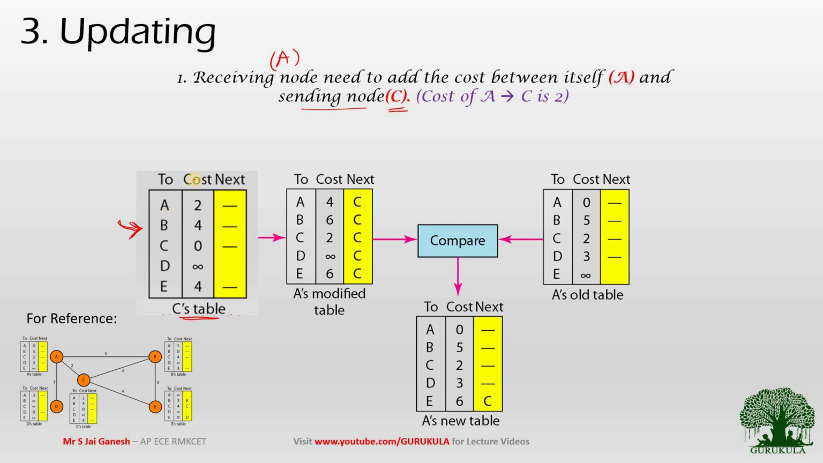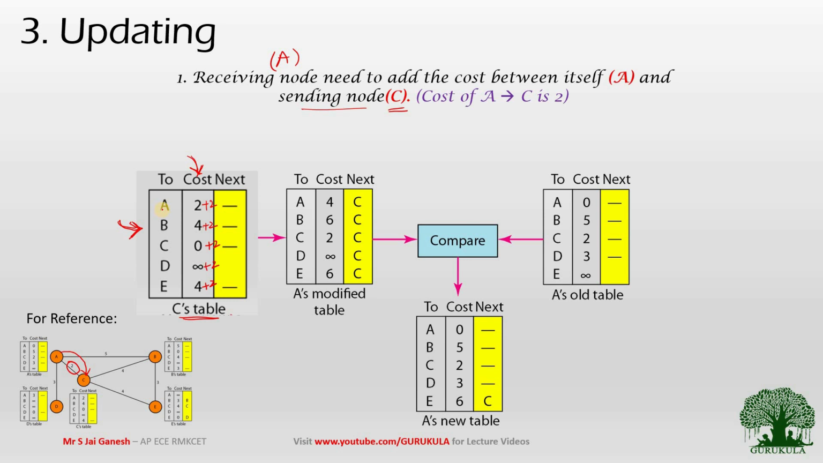The first step that we have to do is make the changes in the cost column. Since the table is received from C, we need to add the cost between the receiving node and the sending node. As you can see in the figure, the cost between A and C is 2. So we need to add the cost of 2 for each and every entry in the table that is received from C. Why 2? Because we are receiving this table from C and the cost between A and C is 2. So that is why we are adding 2 here.